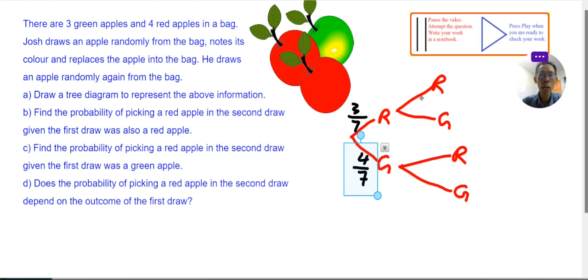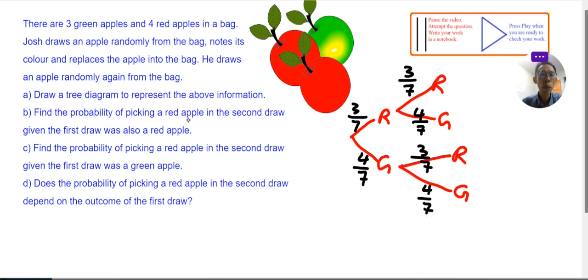After red, because it's a replacement, the next draw still has 3 red apples, so it's still 3 out of 7. And green is still 4 out of 7. The probability is written in the middle of the branch, and the end of the branch is the outcome. Here, red is still 3 out of 7, and then green is still 4 out of 7.